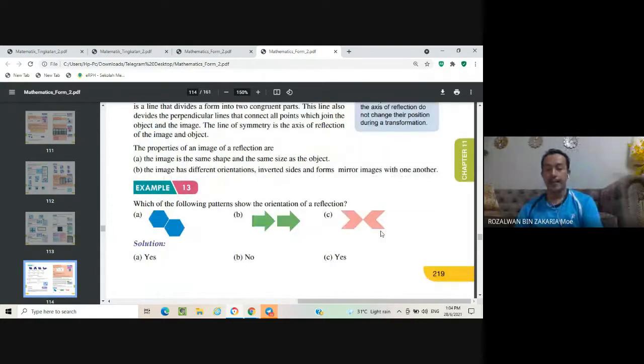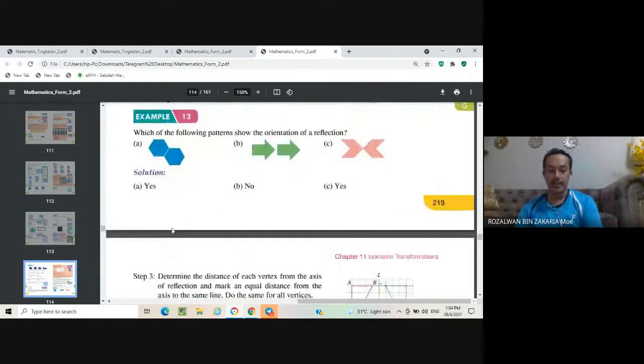Okay, now look at this one, example 13 here. Which of the following patterns show the orientation of a reflection? Okay, so question A, given to you, the two patterns here. So you have to identify whether it is a reflection or not a reflection. So this one, as you can see, both of the patterns here have the same shape, same size, but only have a different orientation. So this one we call the reflection.